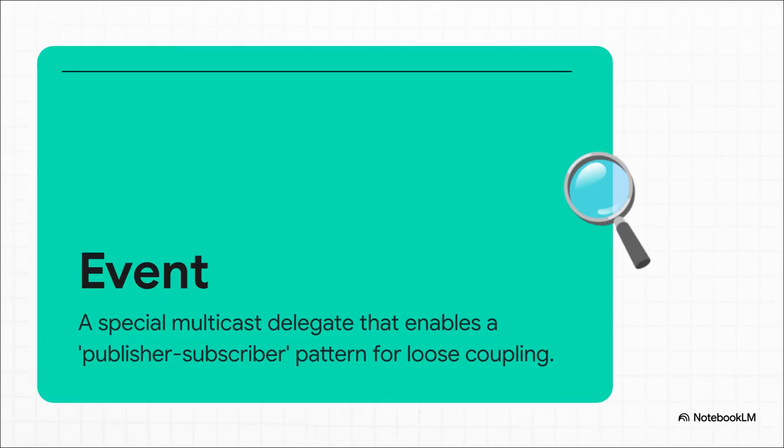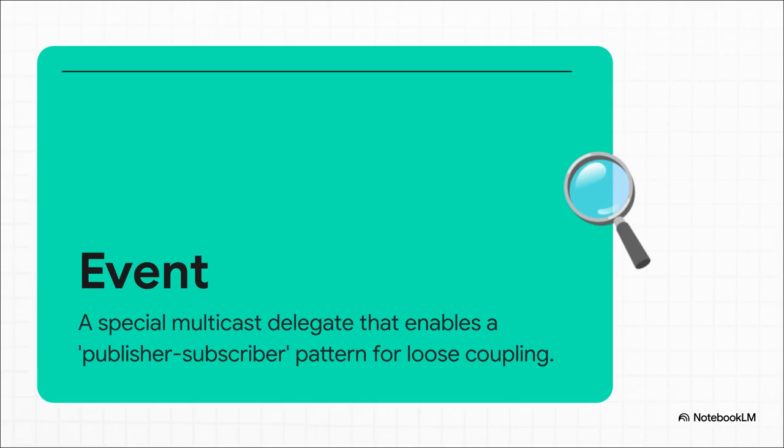And this is where delegates really shine. They are the engine behind events. An event is pretty much a broadcast system. You've got one object, the publisher, that shouts, "Hey, something important just happened." Then you have other subscriber objects that are listening for that exact announcement. When they hear it, they react. It's exactly like a YouTube channel subscription. The creator, the publisher, doesn't need to know every single subscriber's name.